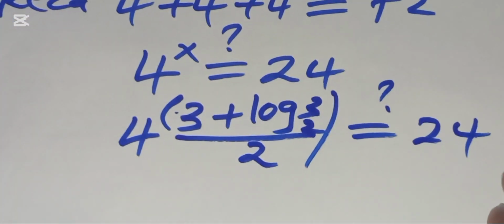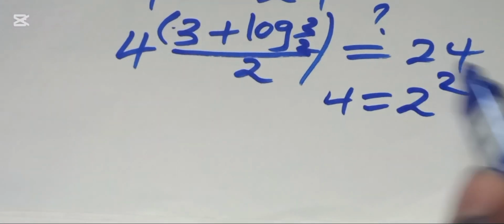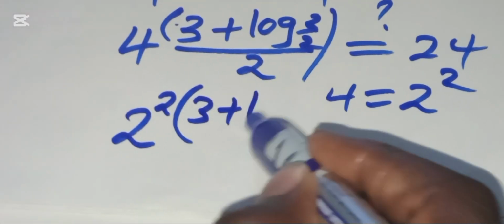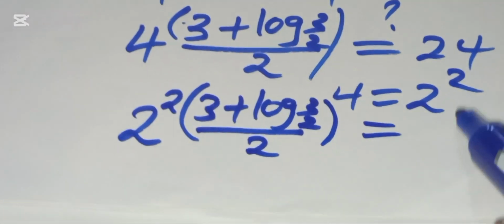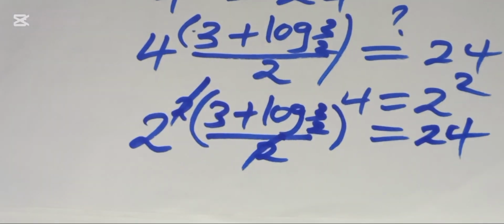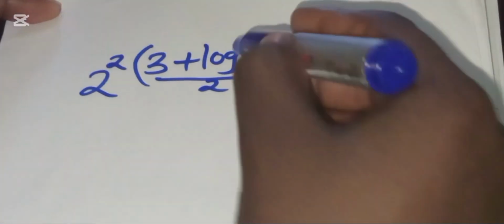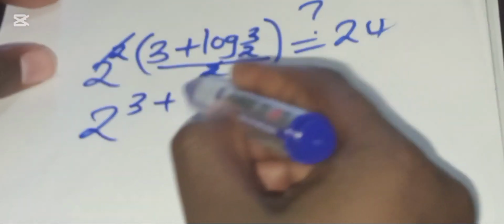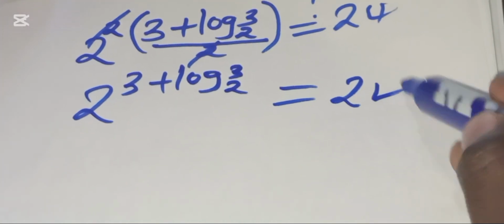So let's check. We can express 4 as 2 to power 2. Substituting this, we'll have 2 to power 2 into the parentheses, 3 plus log 3 to base 2, divided by 2. And this should give us a value of 24. If we simplify, we'll have 2 raised to power 3 plus log 3 to base 2, which should give us a value of 24.